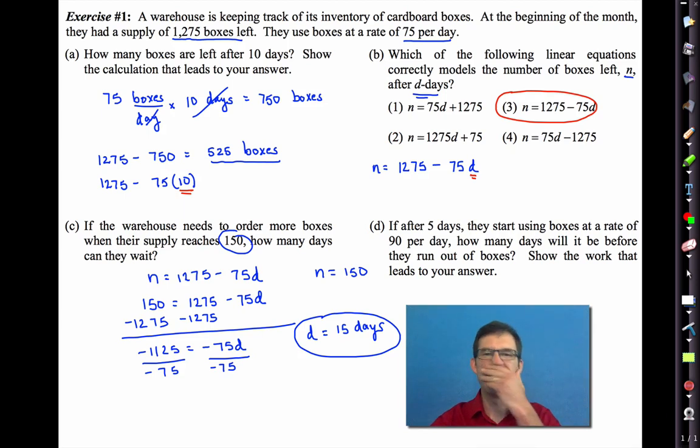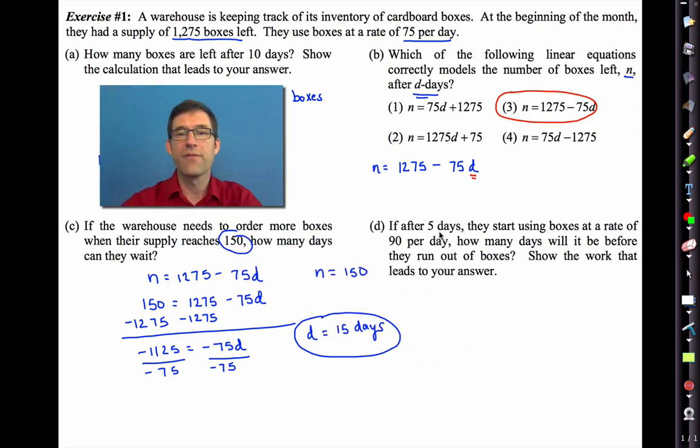Now, letter D. Sometimes math can kind of switch around on you right in the middle of a problem. That's life. Letter D: if after 5 days have gone by, they start using boxes at a rate of 90 per day, so we were using them at 75 per day, now 90 per day, how many days will it be before they run out of boxes? Show the work that leads to your answers. So this is kind of cool. Pause the video now and see if you can work through this. This is a real world problem.